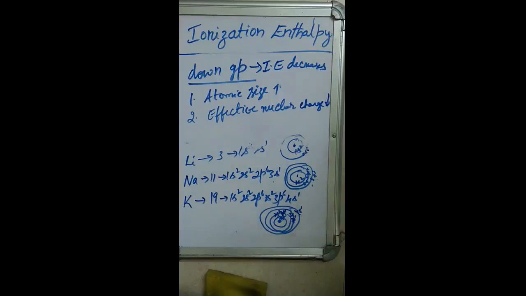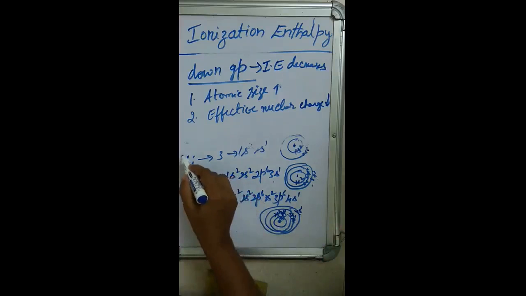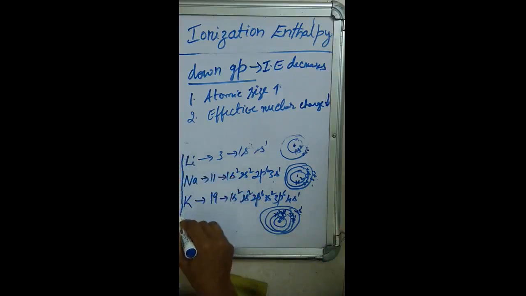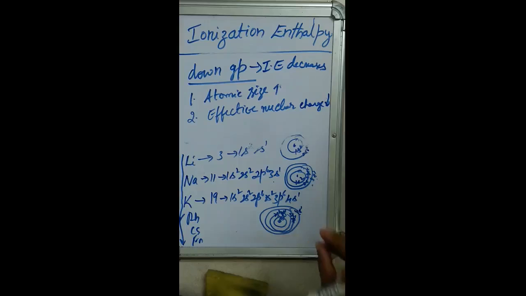As we move from top to bottom, like rubidium, cesium and francium, it is easy to remove the electron from the outermost shell. So less energy is required to remove the outermost electron as we move down from top to bottom. So this is the conclusion.